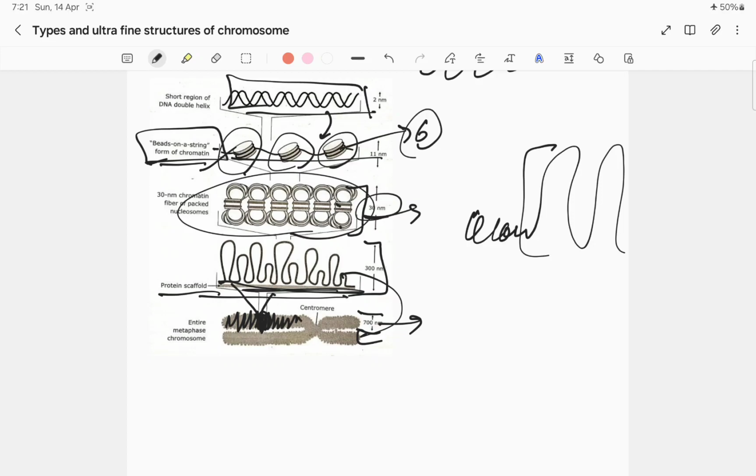The nucleosome model of chromatin fiber structure is consistent with almost all the accumulated evidence. So this is the universally accepted model. Thank you.